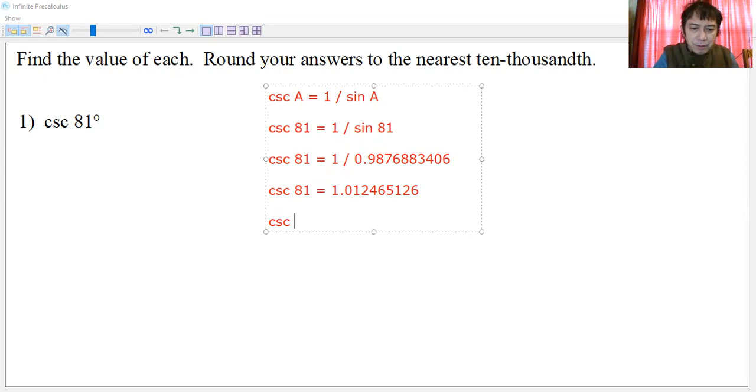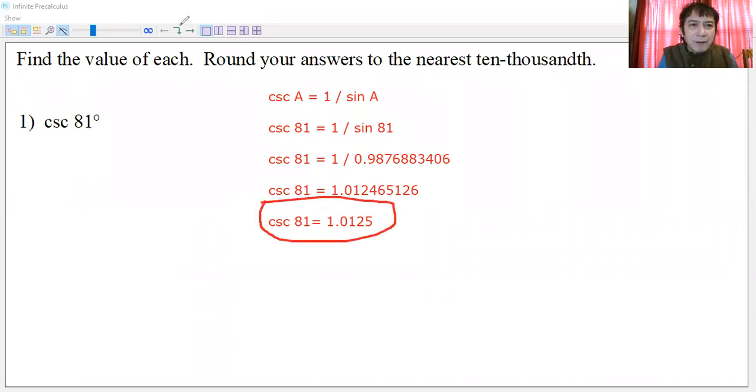So the answer is cosecant 81 is equal to 1.0125, rounded to the nearest 10,000. So 4 numbers after the decimal point. This will be 1.0125, and this is our answer. Okay, and so we have the answer from the computer. All right, that'll be for our first number.